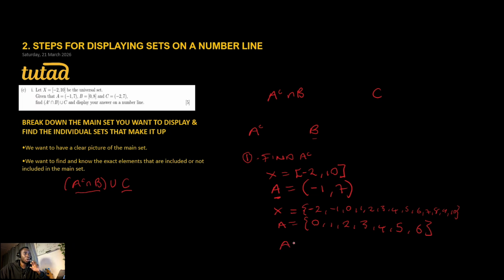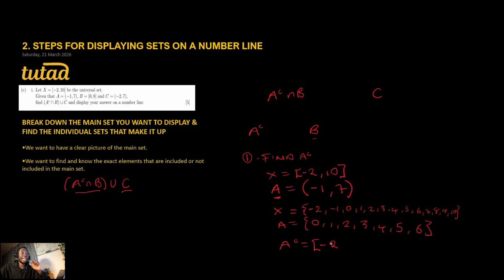So let's have our A complement here. When we look at the universal set, we see -2. -2 is the first element in the universal set. That means that -2 is going to be our first element in A complement because it's not part of set A. We are going to start with a square bracket, so we have -2.